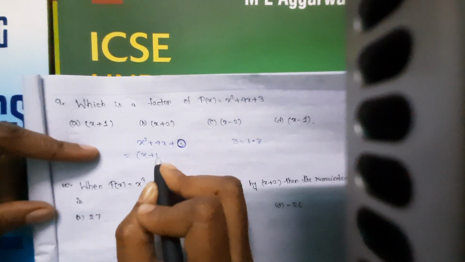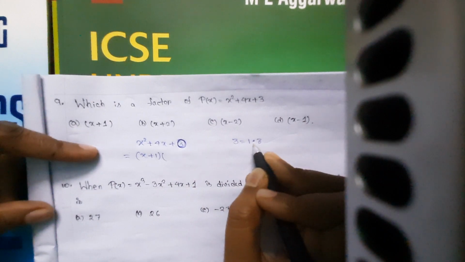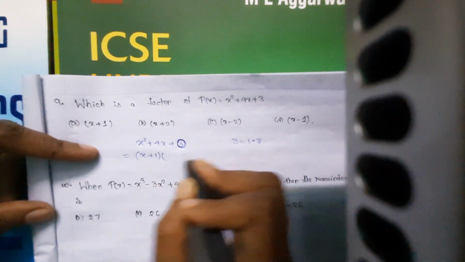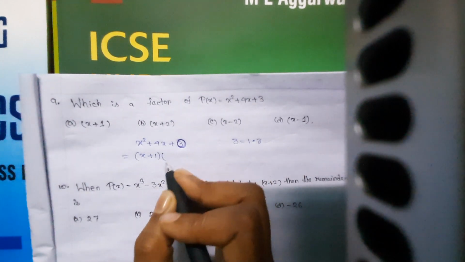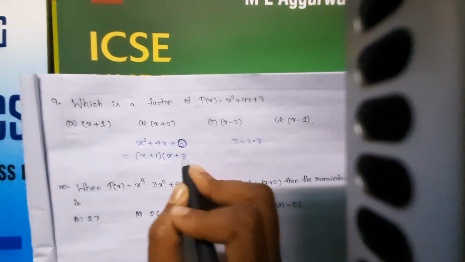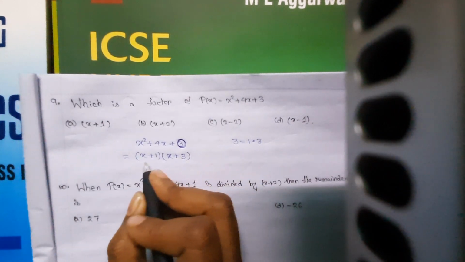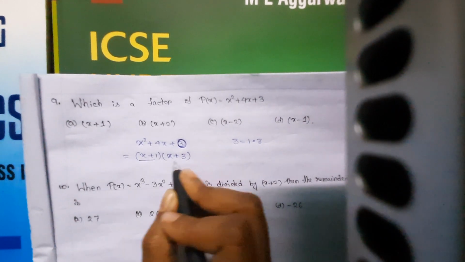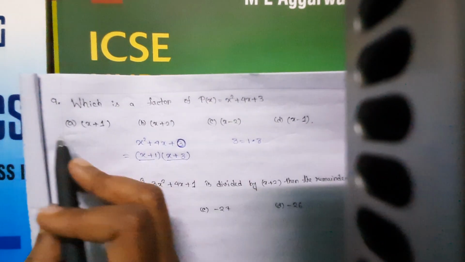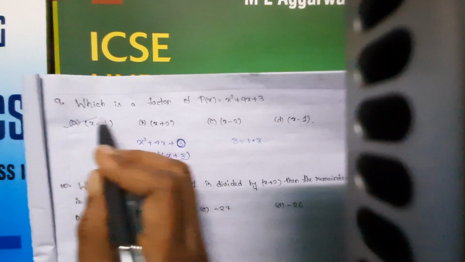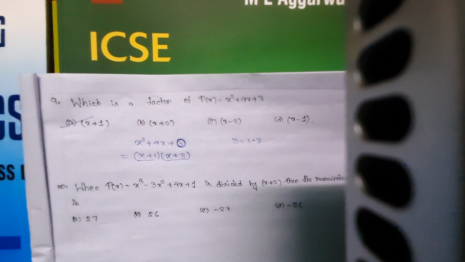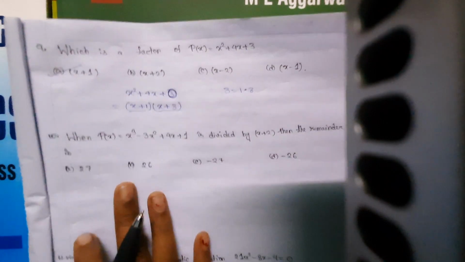So x plus 1 and x plus 3 are the factors, and your roots become -1 and -3. Now your factors will be x plus 1 and x plus 3, since when you multiply these, you get x square plus 4x plus 3. Now option A will be the factor of this. X plus 1 will be the factor of this expression.